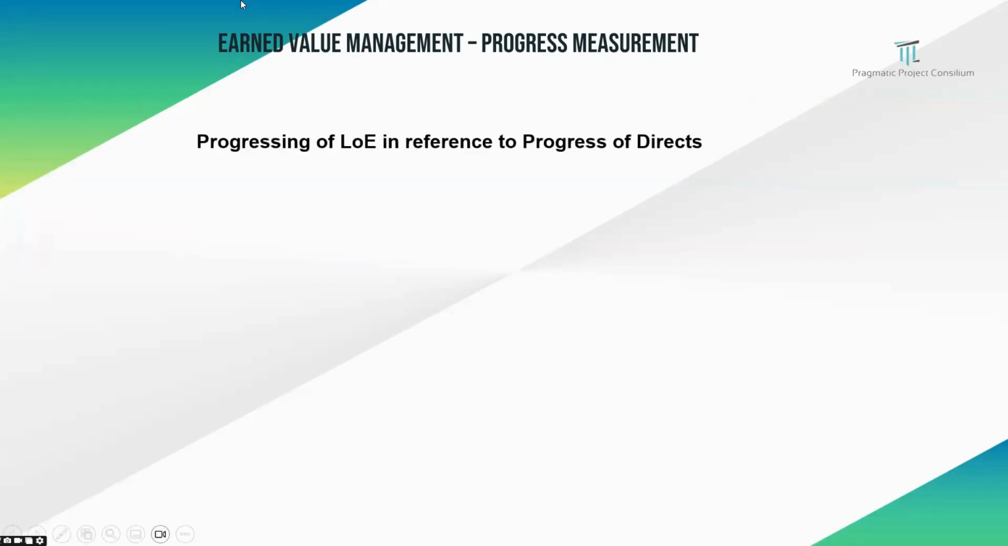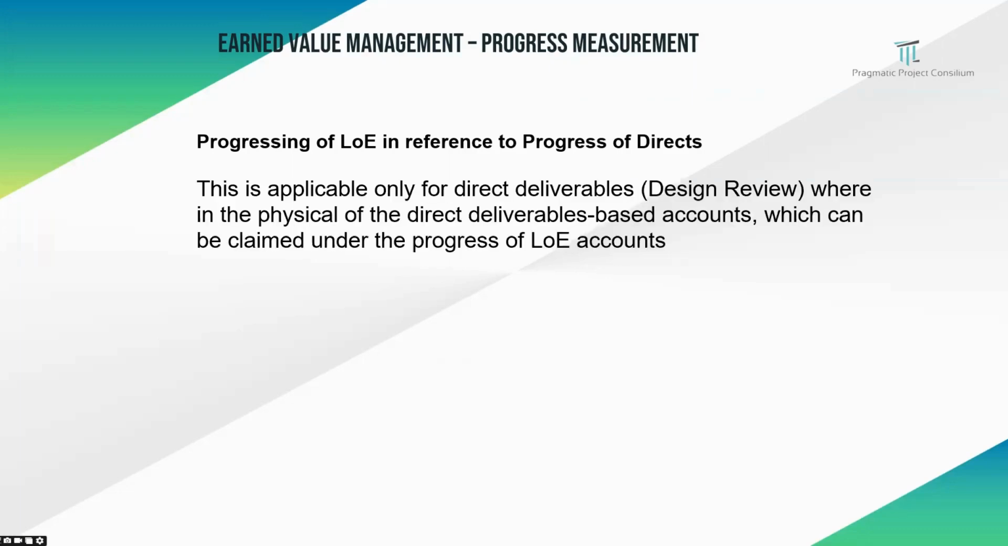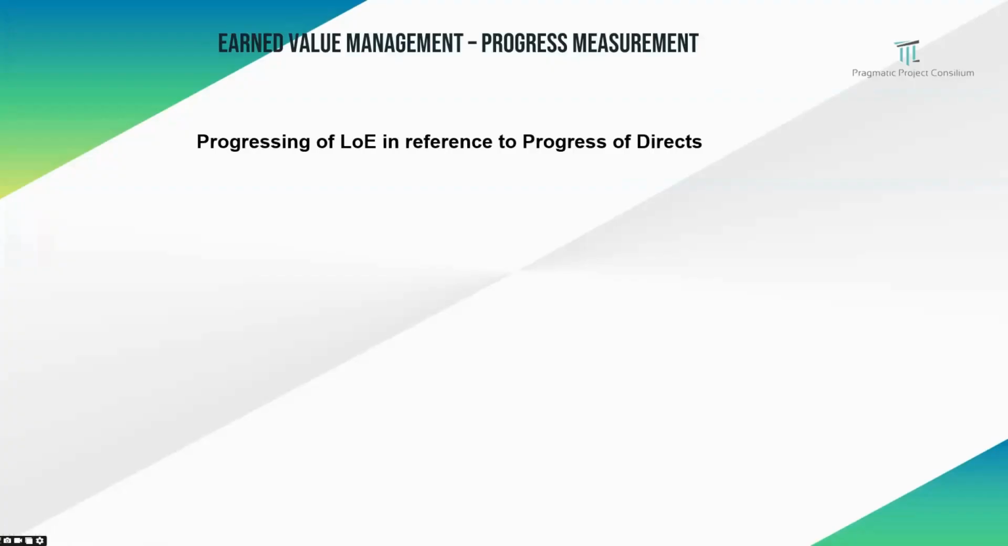Now, when you talk about progressing of LOE in reference to progress of directs, this is applicable only for direct deliverables. For example, a design review. Normally for the EPC contract, engineering, procurement and construction contract, in engineering there are important parties, design review and ASOB review, also the IPF. The design review is part and parcel of the engineering period, where physical direct deliverables, deliverables based accounts, can be claimed under the progress of LOE accounts. Therefore, LOE percentage complete is equal to direct percentage. This can be viewed in the table below.